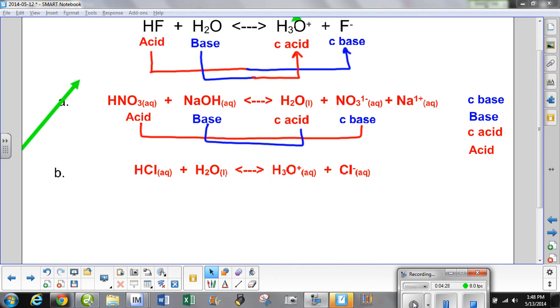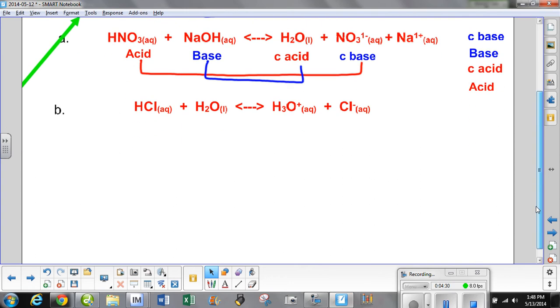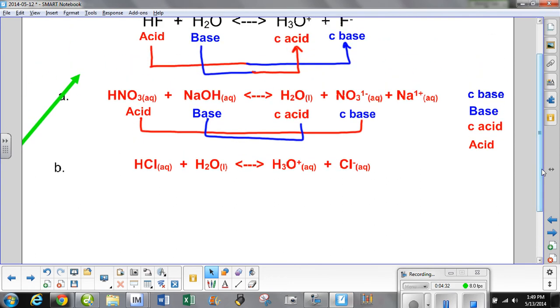Okay, let's do this one now. Let's put it down a little bit so you can reach it. Go for it. First of all, label the acid and the base. That's your acid. Again, the acid does not have to be the first substance. Now, the acid, when it loses the proton, is the C base. So, let's put the C base label on.